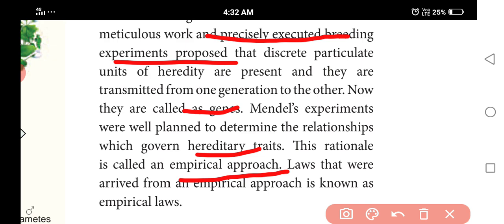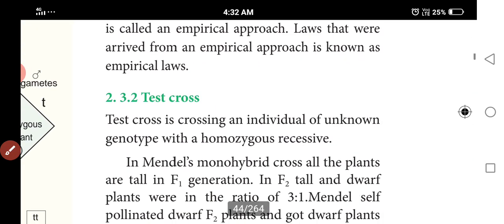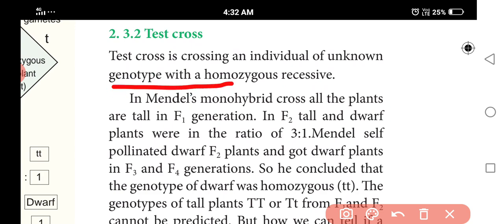Next we discuss the test cross. A test cross means crossing an individual of unknown genotype with a homozygous recessive. We don't know the genotype. A test cross is crossing an individual of unknown genotype with a homozygous recessive.